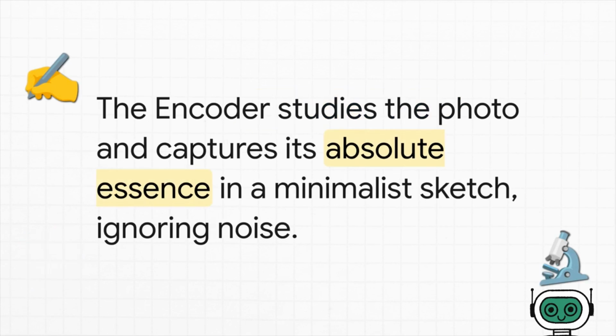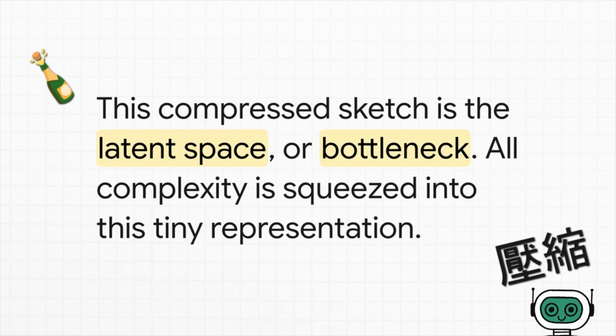The first artist, we'll call them the encoder, has one job. They study that detailed photo and have to boil it down into a tiny, minimalist sketch. They have to ignore all the fluff and just capture the absolute essential lines that define the image. This super compressed sketch is the most efficient summary possible. In machine learning, we call this condensed representation the latent space, or maybe a more intuitive name is the bottleneck. All the rich information from the original photo has to be squeezed through this tiny representation.